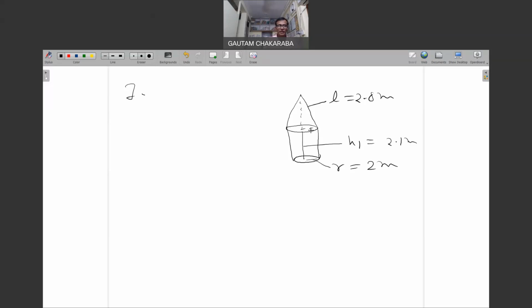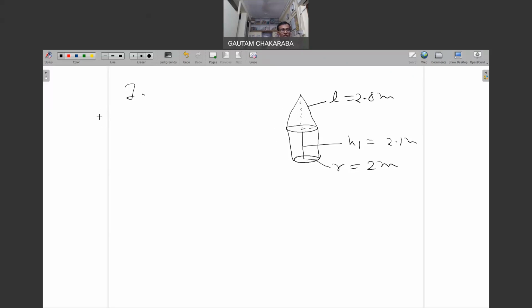Area used for making the tent, and also find the cost of the canvas of the tent at the rate of rupees 500 per meter square. Now, for a tent we always find the CSA, because it is only the outside design made of tent, and the base is not included here. So only find the area of the CSA of cylinder and CSA of cone.